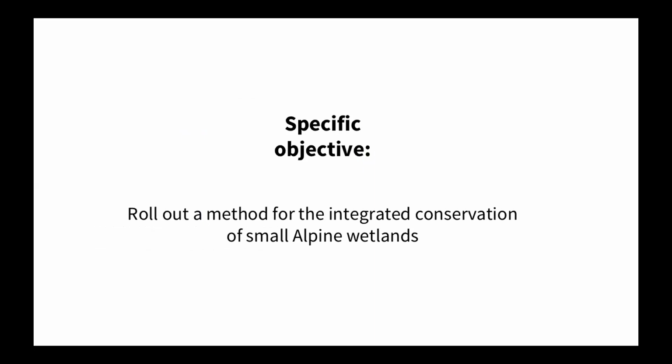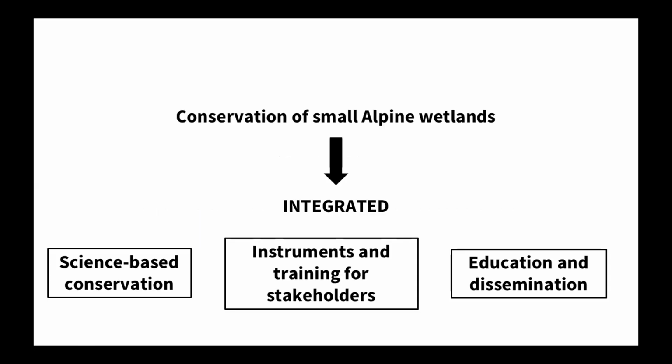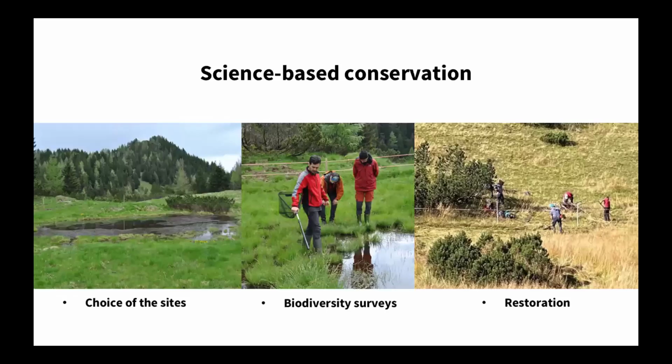So we pointed out a specific objective that is to roll out a method for the integrated conservation of small alpine wetlands. And when I say integrated, I mean that it must be based on 3 pillars: science-based conservation, instruments and training for stakeholders, and obviously the part of education and dissemination. This is the reason we are here today, for example.